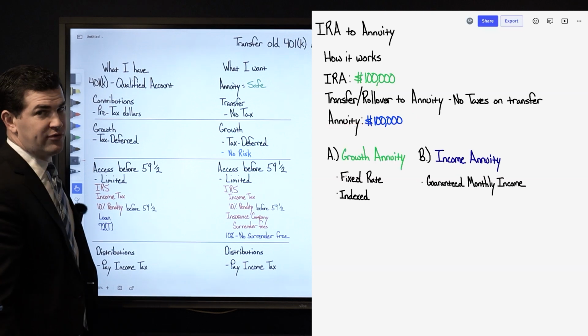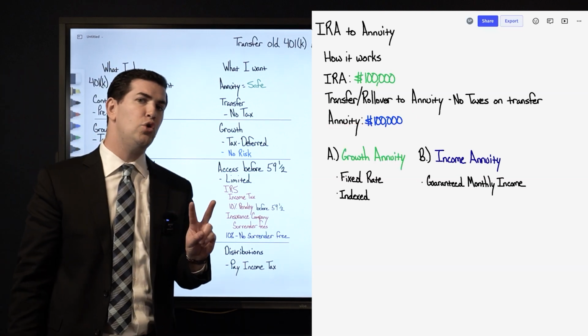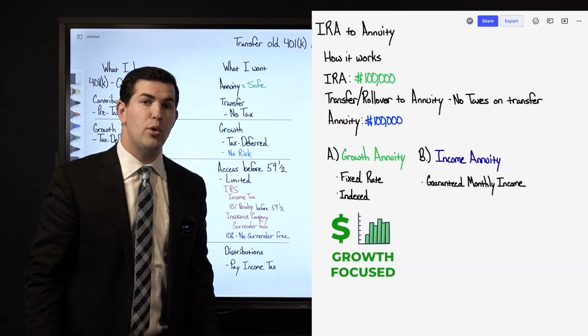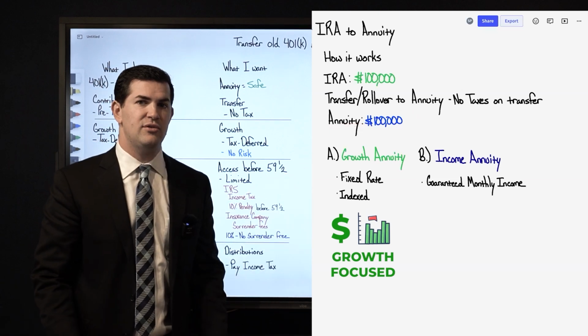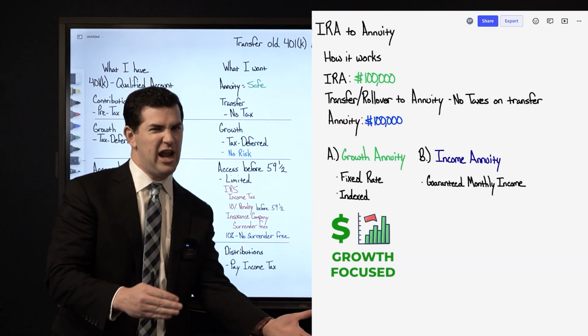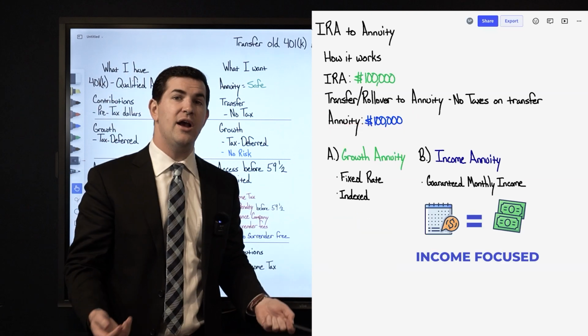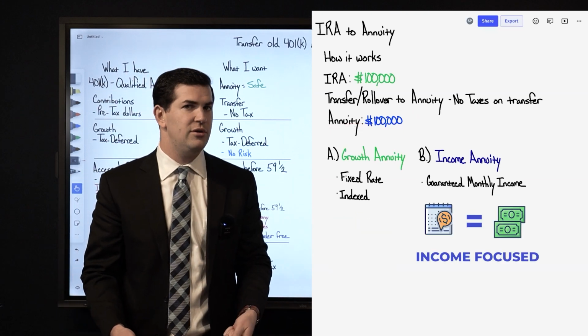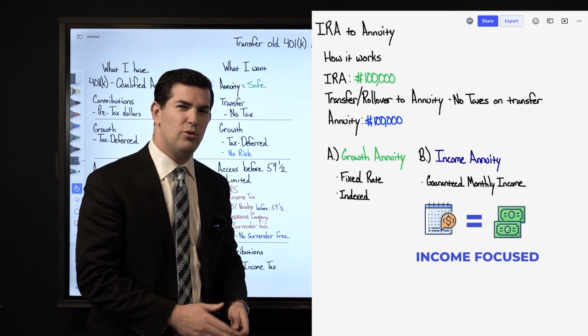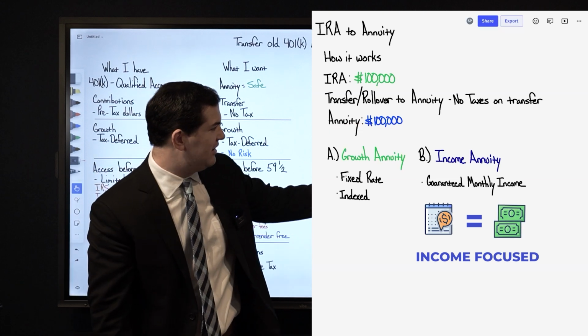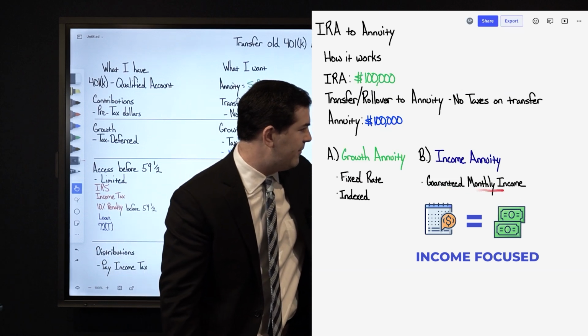So the types of annuities here, there's really two main options that we're looking at. Option A is a growth annuity. This means I'm looking at the account balance and I want to see it grow. Option B is an income annuity. With this option, I wouldn't really care about the growth, seeing the balance grow. What I'm interested in here is guaranteed monthly income.